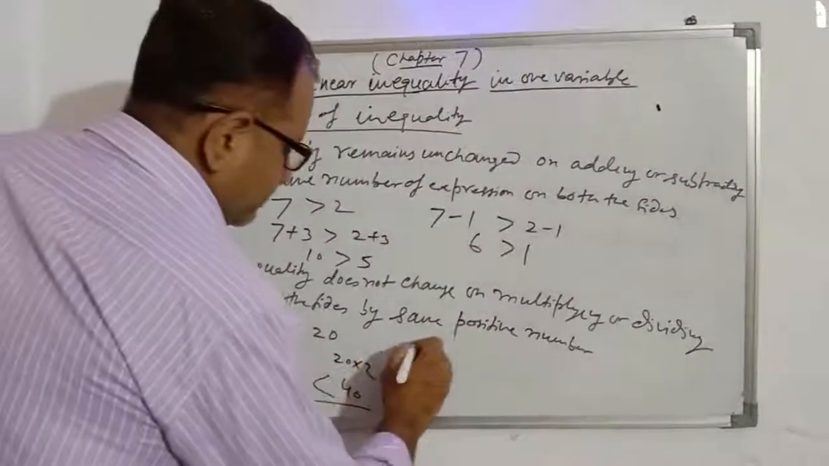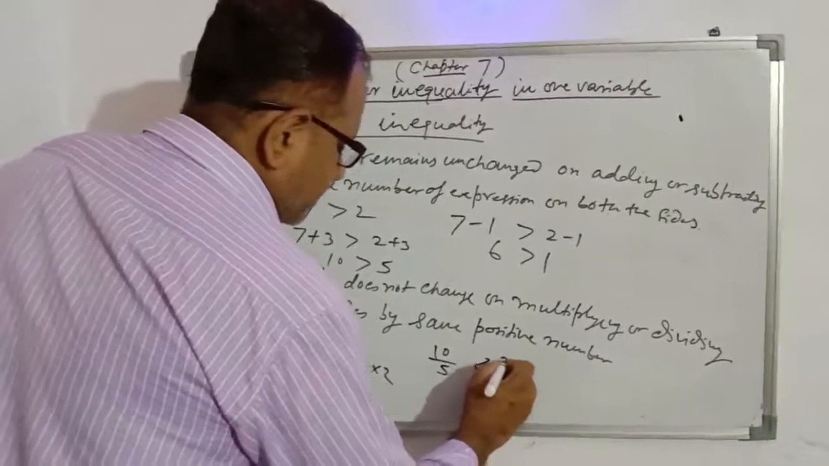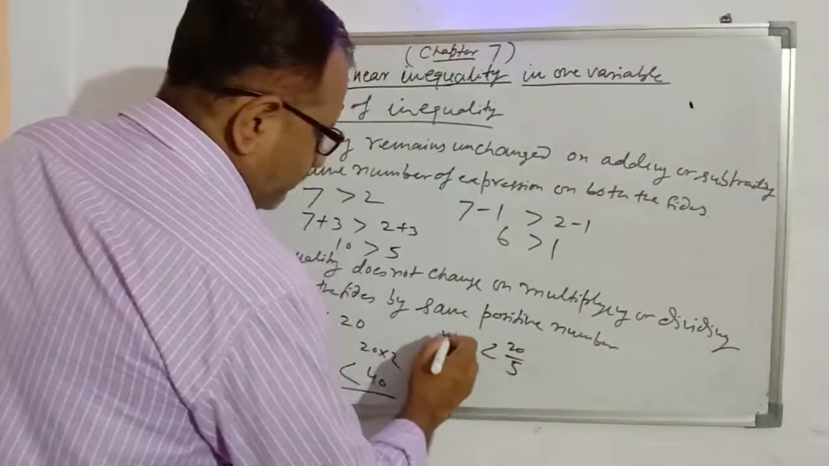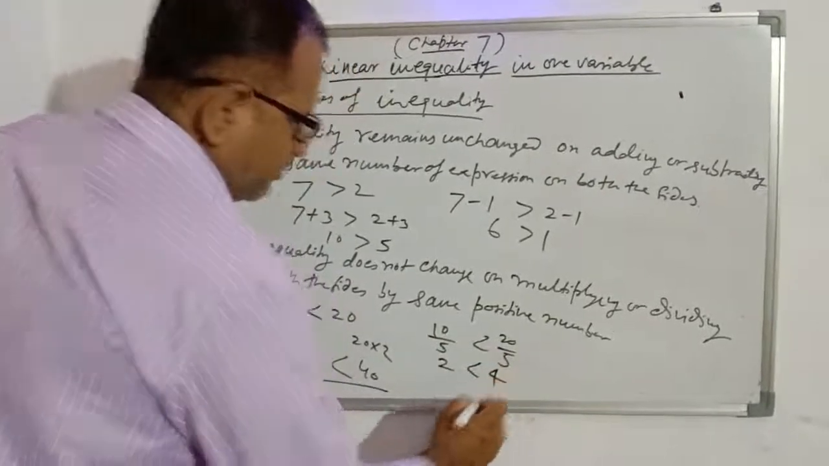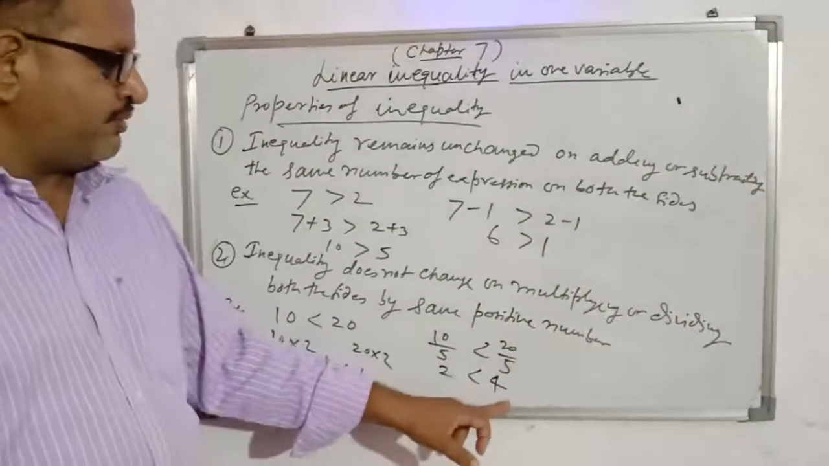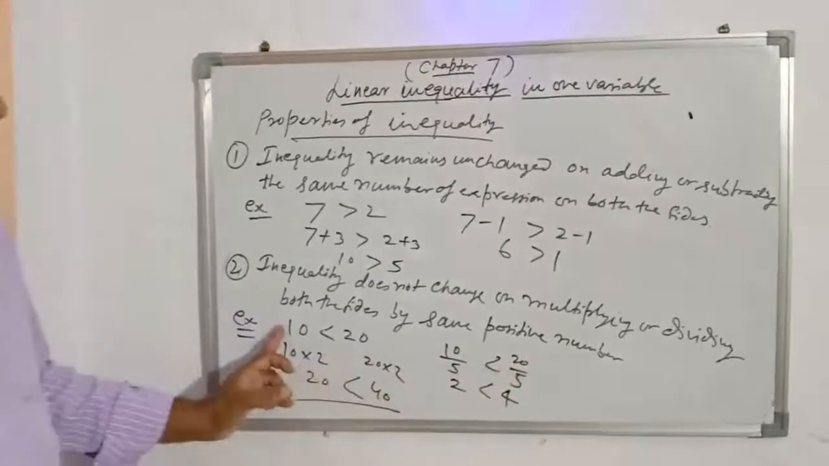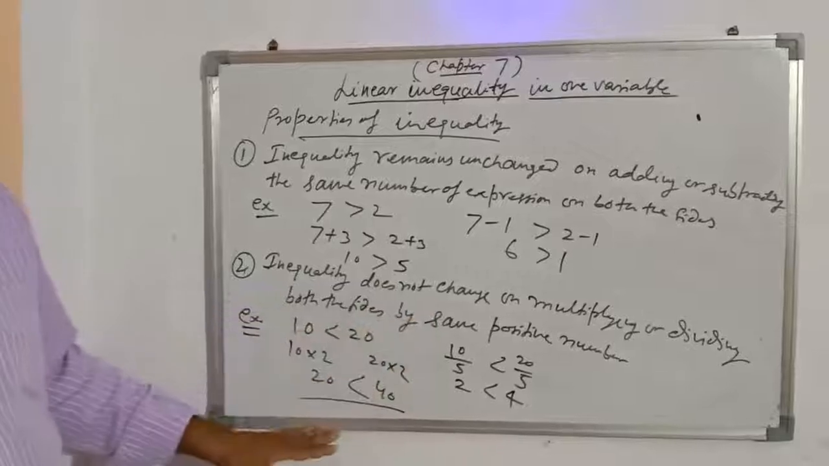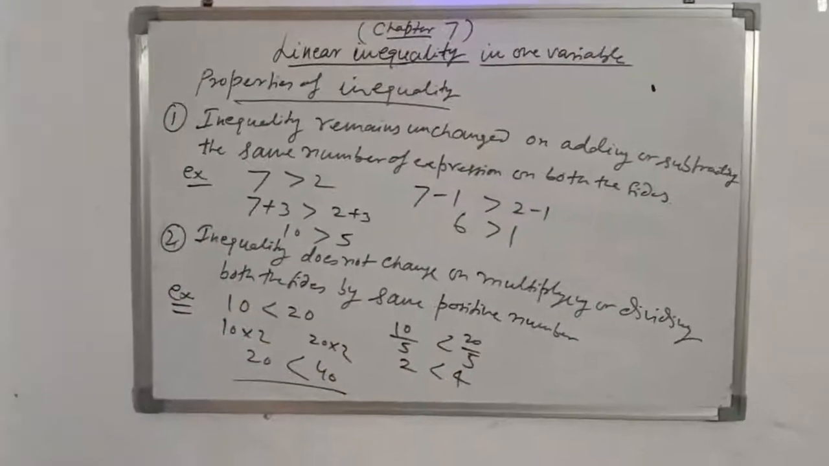And divide both sides by 5: 10 divided by 5 is less than 20 divided by 5. 5 twos are 10, 5 fours are 20, so 2 less than 4. It is again true. So when we divide or multiply both sides by the same positive number, inequality remains unchanged, it does not change.